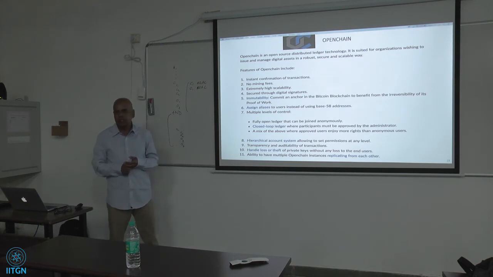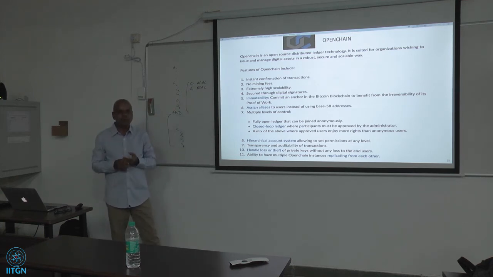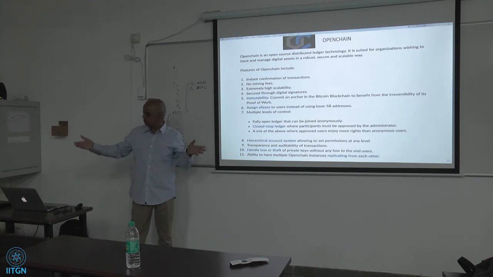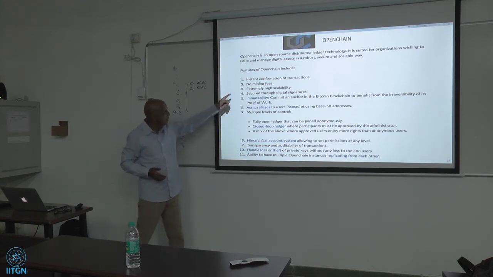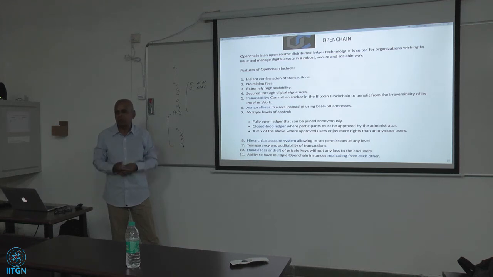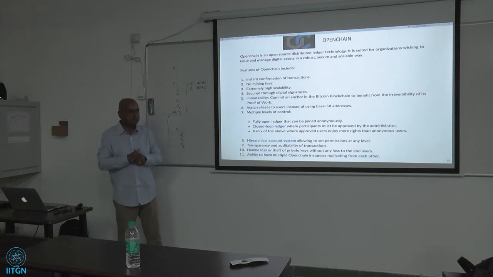The other ones, I talked about six of them in the beginning, the open chain. If you look at speed, we talked about yesterday, 10 minutes is the rate at which a new block is added to the Bitcoin chain, so to speak, right? Look at the claim of open chain: instant confirmation of transactions. People like that because people don't want to wait for 10 minutes, right? So there are platforms which are not bound by the 10 minute transition time.